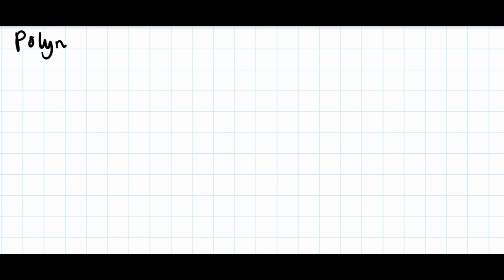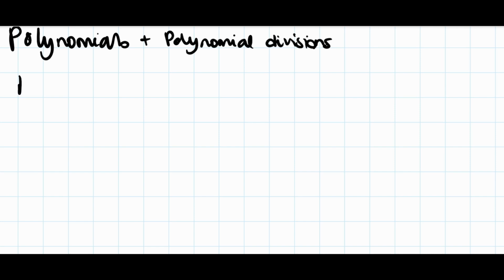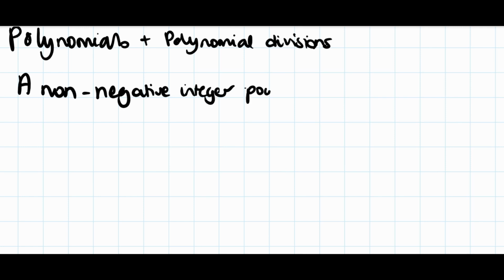So, polynomials and polynomial division. The reason why we're doing this is because polynomials and polynomial division will be important when we do the factor theorem as well. So we get a formal definition for polynomials, which is basically the sum of non-negative integer powers of an unknown such as x.